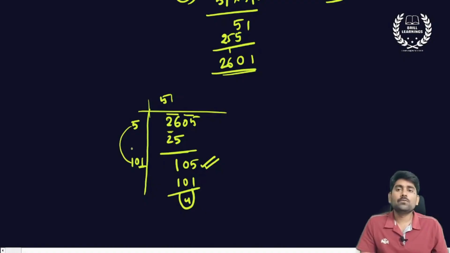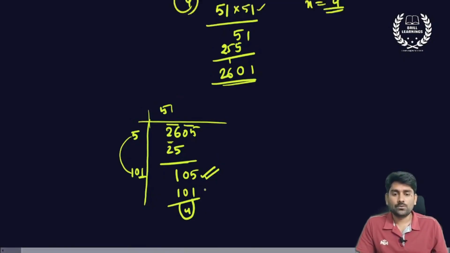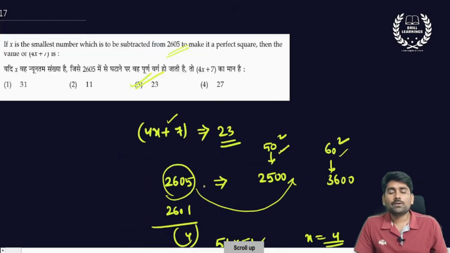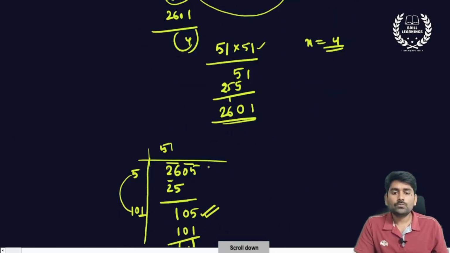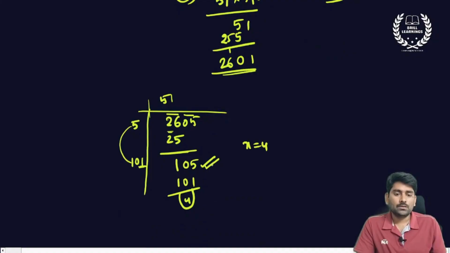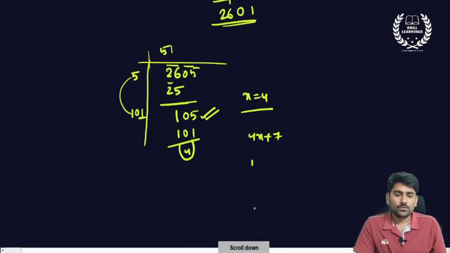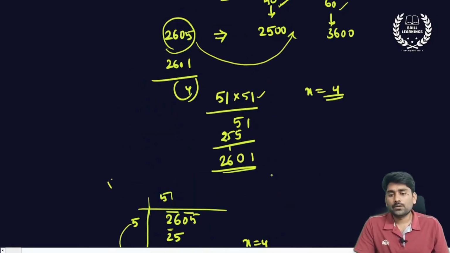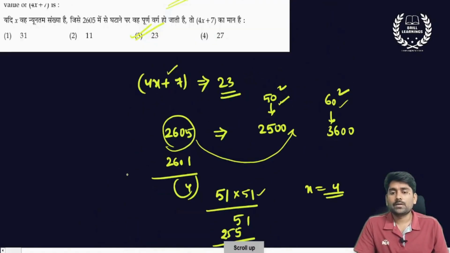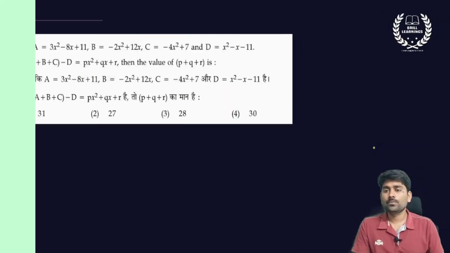This is the value which is above the perfect square. If I subtract 4 from this value, I can get a perfect square here. So here I got the value of x. They asked to find 4x plus 7. That means 4 4s are 16 plus 7 will give 23. Likewise you can look at it; this is the second approach and that was the first approach. Let's move on to the next question.